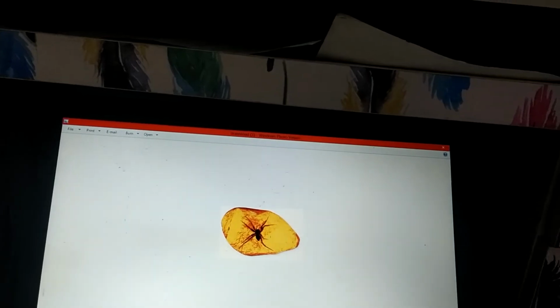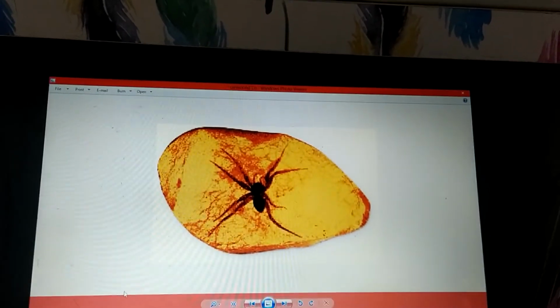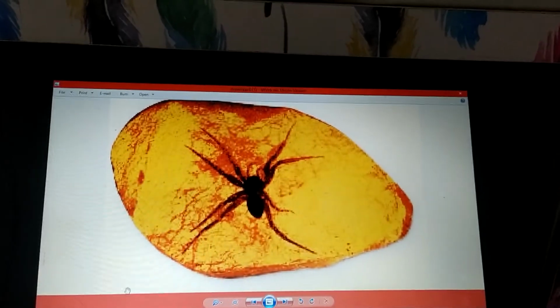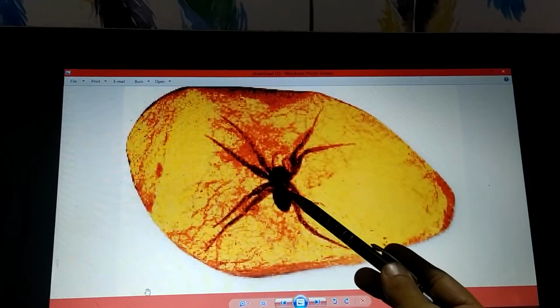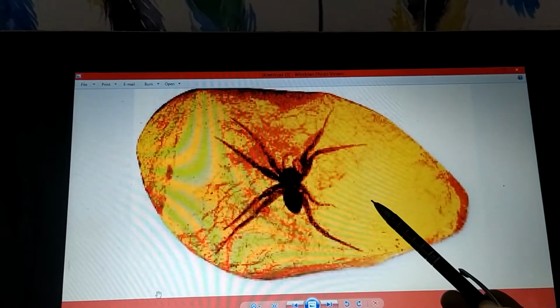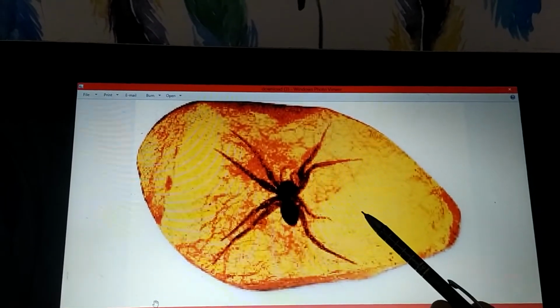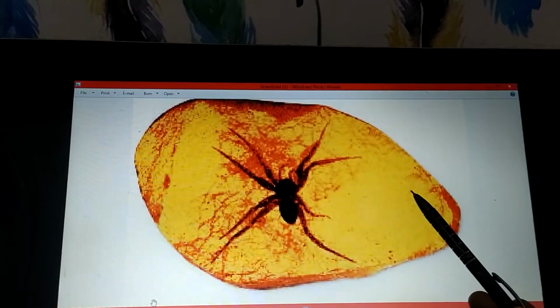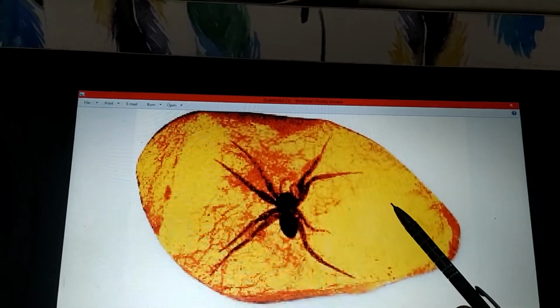I have discussed amber fossil during the economic importance of the gymnosperm. So this is a spider. Now where is the spider? The spider is embedded in this yellow colored structure. Now what is this yellow colored structure? It is not a rock, nor a sediment, nor any part of the earth. What I mean to tell you is that it is not a sediment.